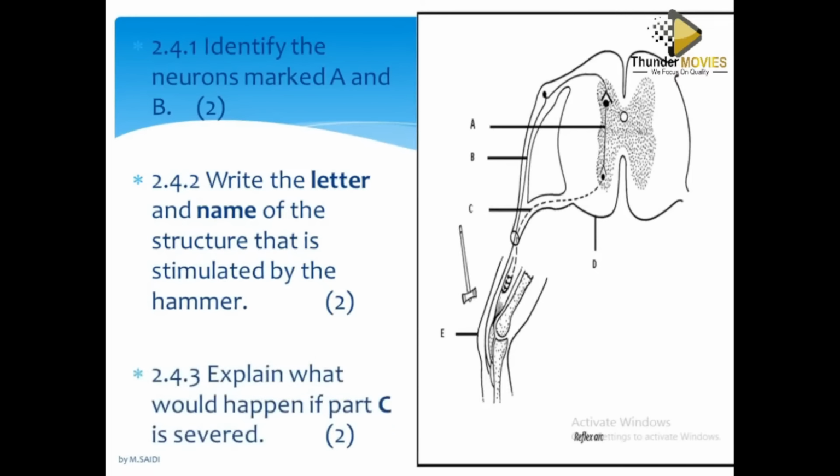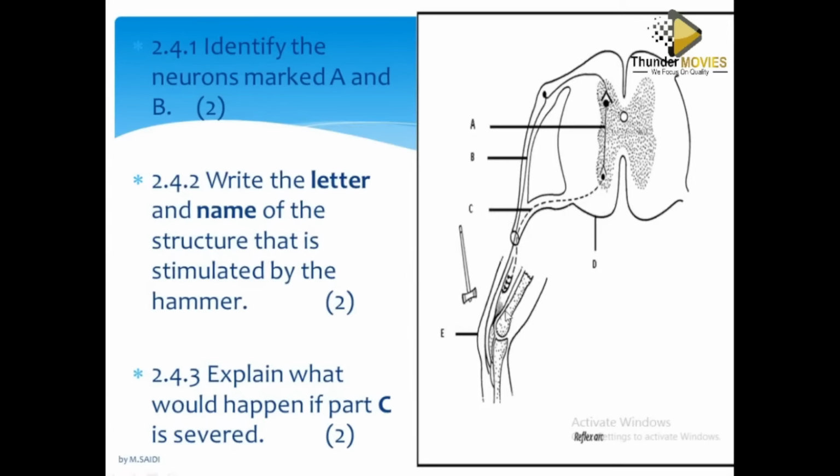Explain what would happen if C is severed. What will happen if C is damaged? It's no longer working. Since it brings information from the central nervous system to the effector, it means the effector won't receive the information, but the sensory neuron will be working, taking the information to the central nervous system. Therefore, this individual will be able to feel the pain, but won't be able to react. For example, you have a muscle pull, you feel the pain, but you won't react. It means that the sensory neuron is working properly, but the motor neuron is not working.